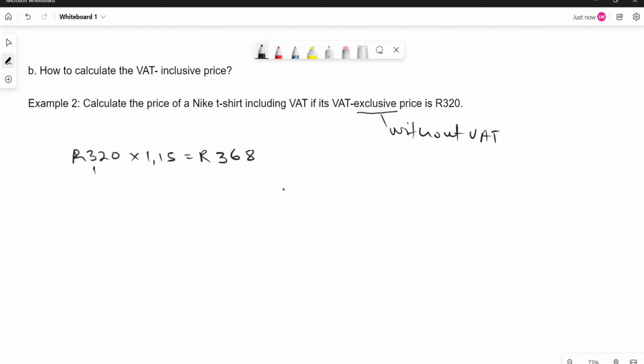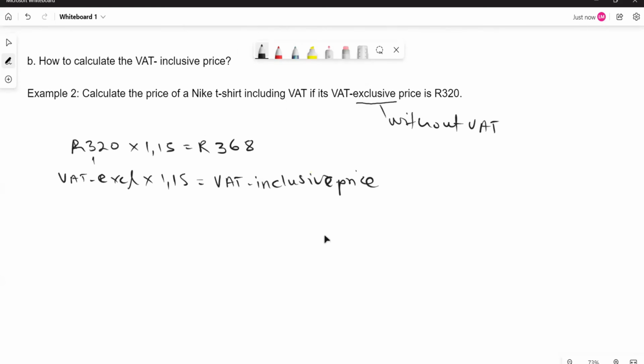And how did I get this? It's my VAT exclusive price multiplied by the 1,15. It gives me a VAT inclusive price. So whenever you're given a VAT exclusive price, you can simply multiply it by 1,15, and then you get your VAT inclusive price.